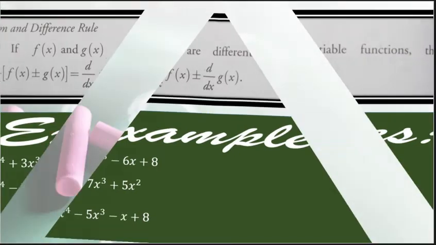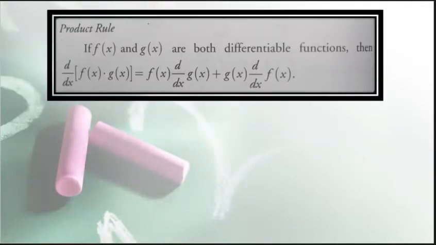Okay, let's proceed to the 6th rule. The 6th rule is the product rule. The product rule states that if your f of x and g of x are both differentiable functions, then the derivative of your f of x times your g of x is equal to the following. Copy your function f, multiply it to the derivative of the second function g of x, then plus, copy your g of x function, then multiply it to the derivative of the f of x function.